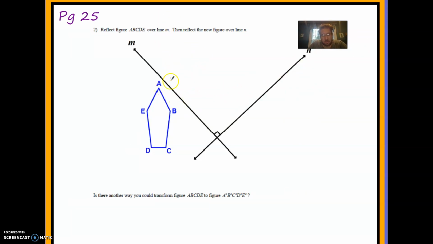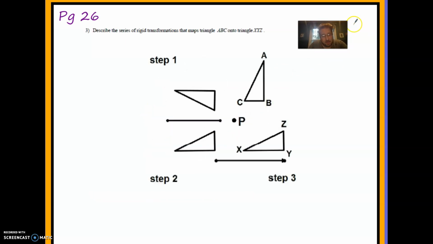Same thing goes for this one. So when you do this, it's going to end up looking like something like this, and then you flip it over to here, and it's going to be over here in this section right there. And then if you rotate it 180 degrees around, it would look the exact same around this point of where lines M and N intersect.